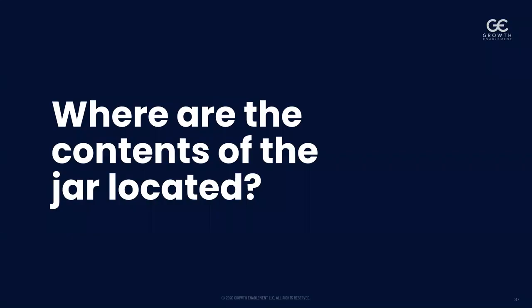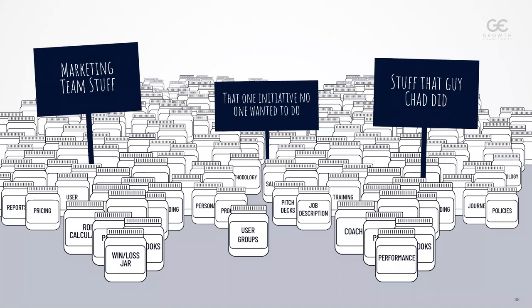So where are these jars located? How do we actually figure out where they are? Well, the marketing team has their own place of organizing content, or that one initiative that no one wanted to do, say maybe the Bain activity that everybody worked on to create lots and lots of stuff for some sort of sprint. Where is that housed if it's a cross-functional effort? Or, you know, that guy, Chad, he did some cool stuff, that sales engineer. Where do we find that?